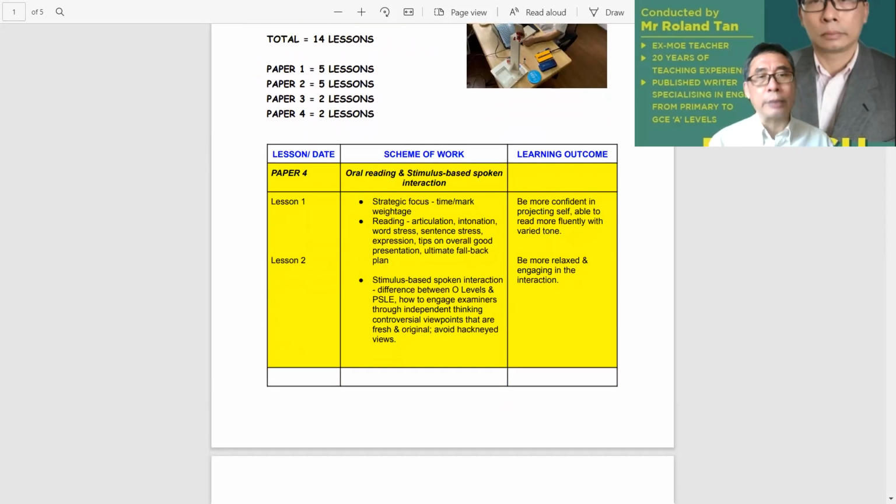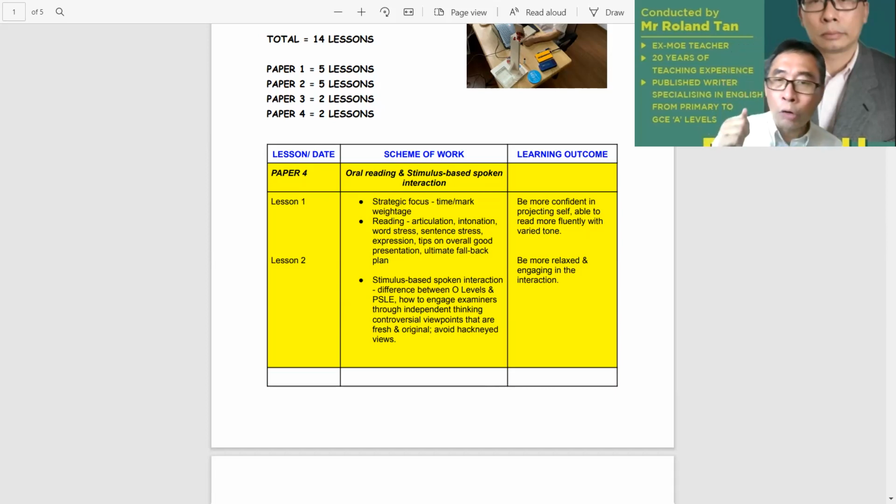So let's take a look at this paper. In the first lesson, I will be focusing on the strategies to maximize your score in this paper. So here we're talking about the weightage versus the time that you need to commit to this component. And it makes sense for you to capitalize on this.